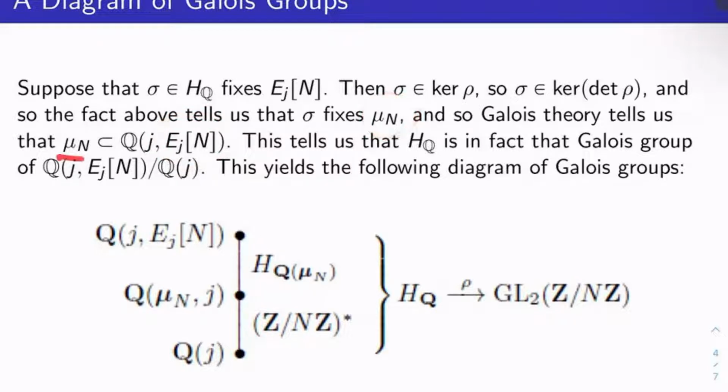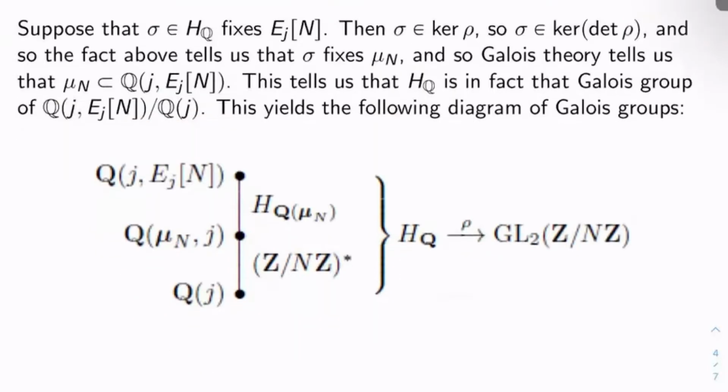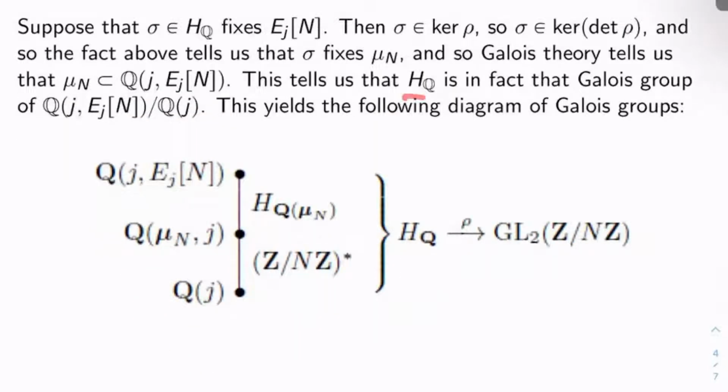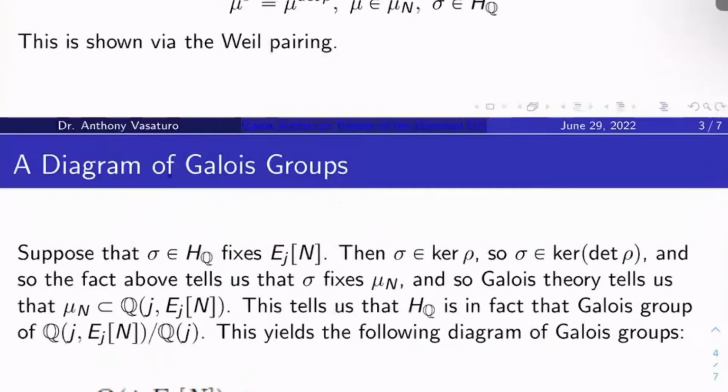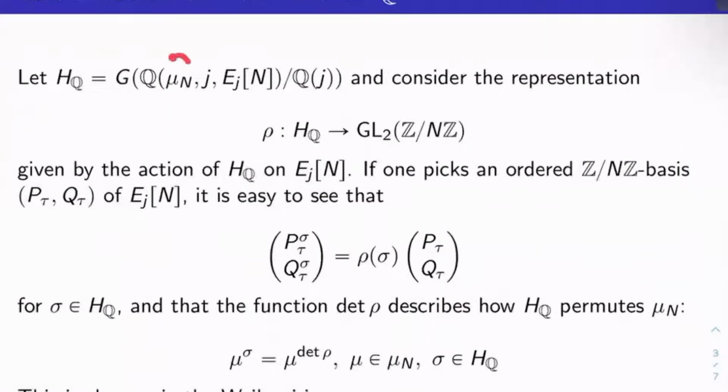So mu_n has to live in this extension whose Galois group I'm considering, right? That's just basic Galois theory. This tells me that H sub Q is in fact just the Galois group of Q adjoin j and the n-torsion of E sub j over Q adjoin j. So that's why, initially, it looked like I was artificially adjoining mu_n here.